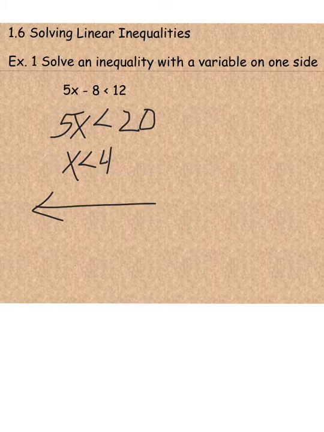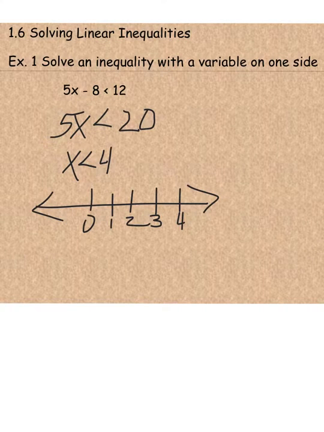If I look at this visually on a number line, if I have x is less than 4, I want to make an open circle at 4 and highlight all my values that are less than 4, which would be to the left. This means that if I substitute any value that is less than 4 into the original inequality, I will get a true statement for that inequality. If I substitute 4 or any value higher than 4, that will give me a false statement for that inequality.